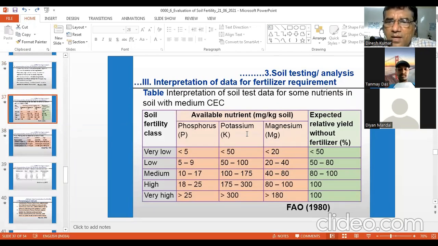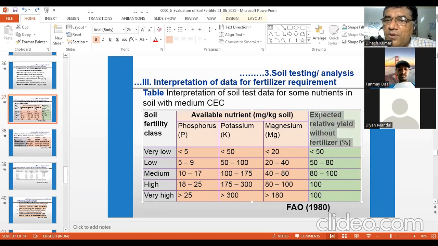So this is, you can see, the interpretation of the soil test data for some nutrients in soil with medium cation exchange capacity. Soil is having medium cation exchange capacity, old data, but still relevant data from FAO 1980. So you can see available nutrient in milligram per kg and expected relative yield without fertilizer. How much you can get if you are not adding fertilizer. So if phosphorus is less than 5 milligram per kg, or ppm you can say, and potassium is less than 50 and magnesium is less than 20, then relative yield will be less than 50%. If the nutrients are in the range of very low, you will get very low yields, less than 50.